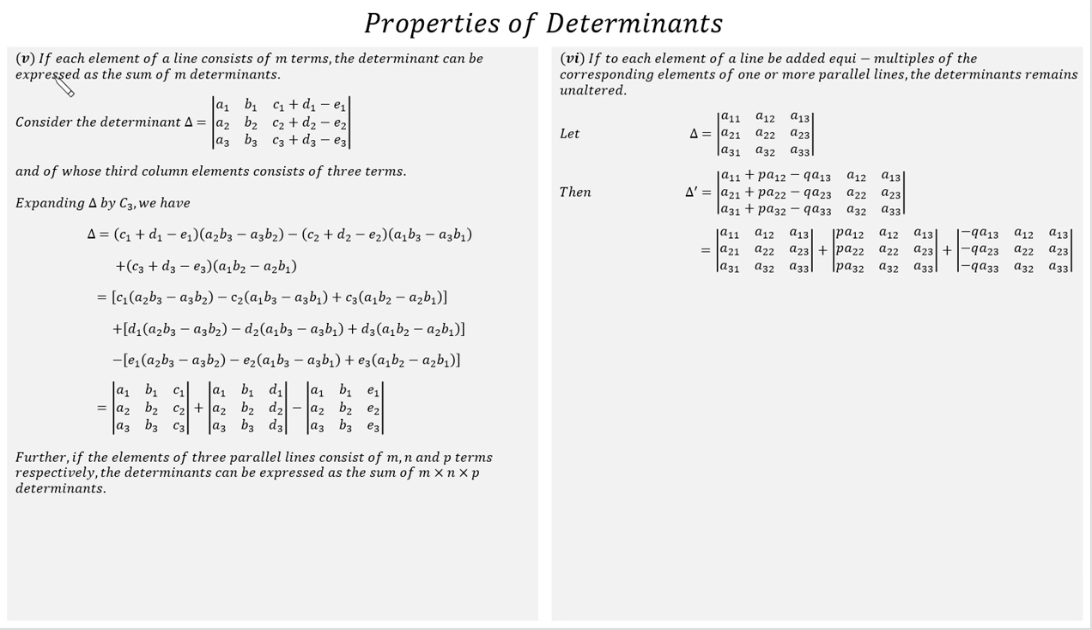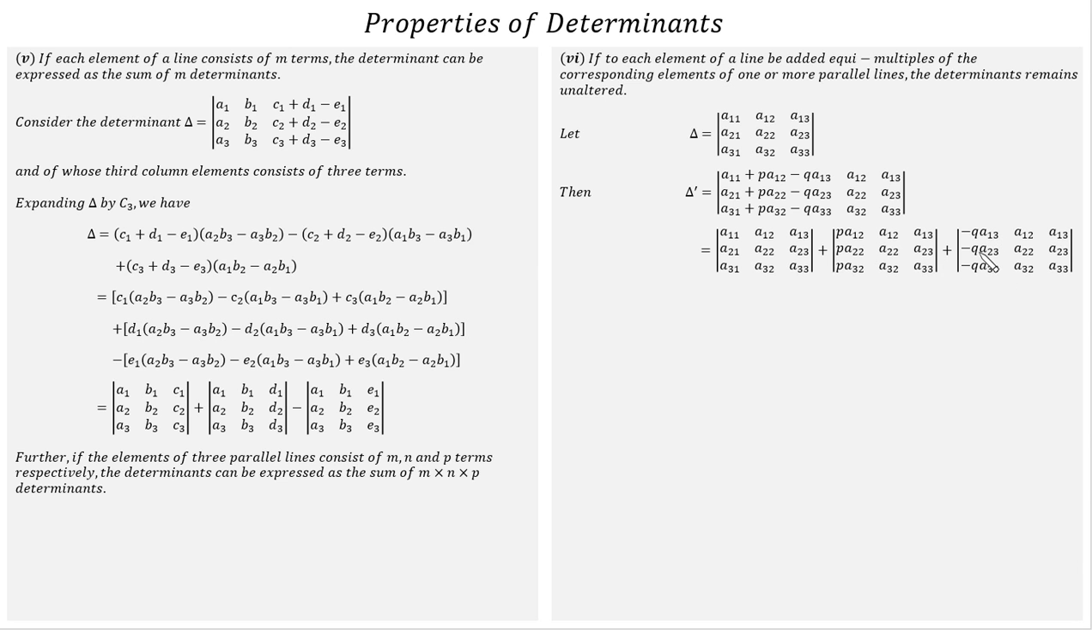Now by using property number 5, you can see that in column 1 of determinant delta dash, each element consists of 3 terms. So according to property number 5, delta dash can be expressed as sum of 3 determinants. Now the second determinant over here, you can see that each element of column 1 is p times the corresponding element of column 2. So by using the corollary of property number 4, this determinant will be equal to 0.